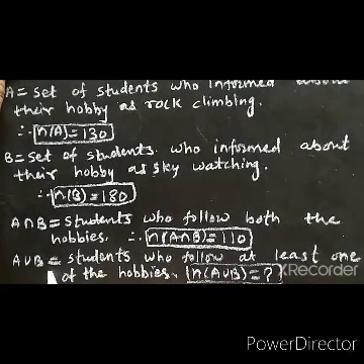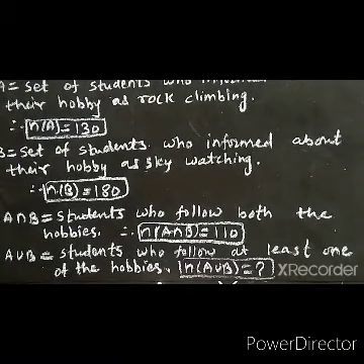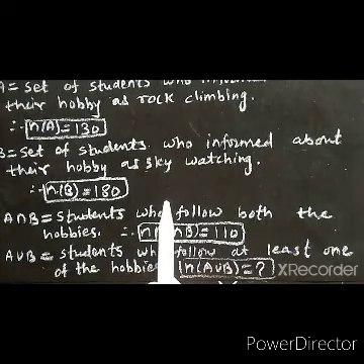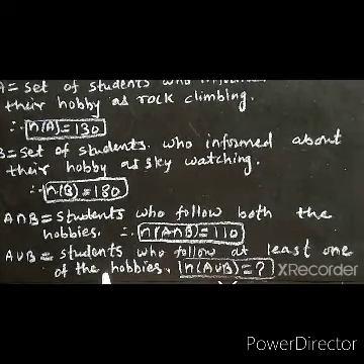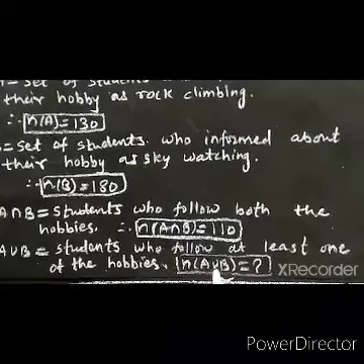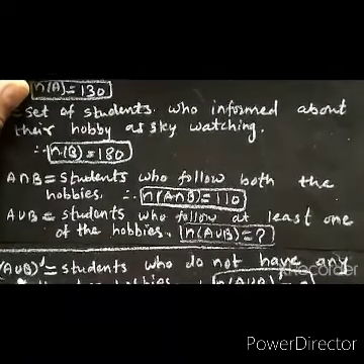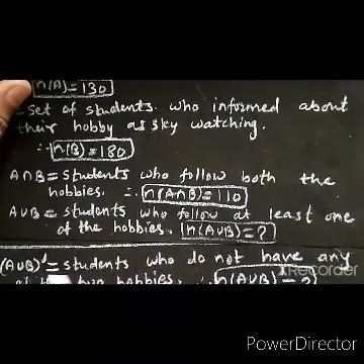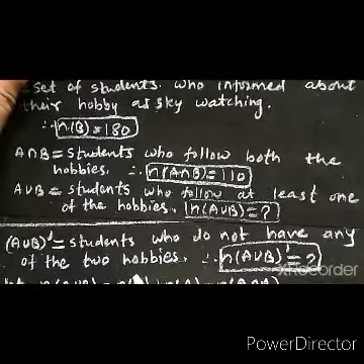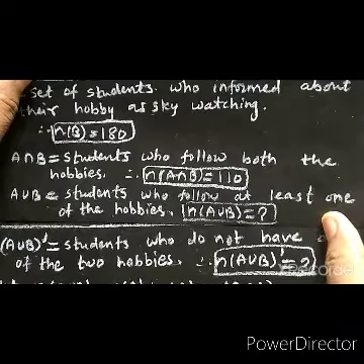Now we have to consider A union B. It means students who follow at least one of the hobbies, that is, rock climbing or sky watching. So for this we have to consider A union B, and n of A union B is equal to question mark. That is, we have to find out. Next we have to find the complement of A union B, that is, students who do not have any of the two hobbies. That is n of (A union B) complement.